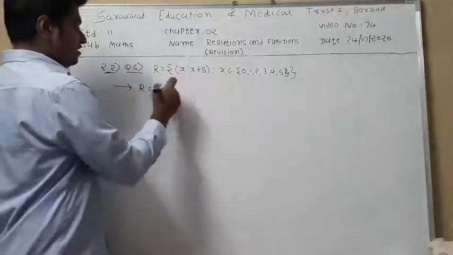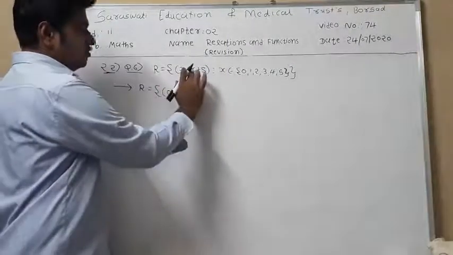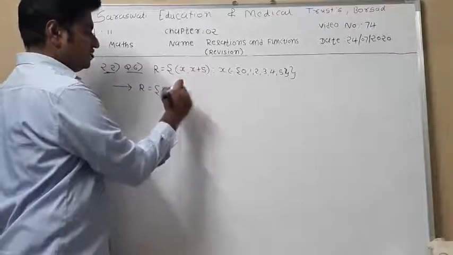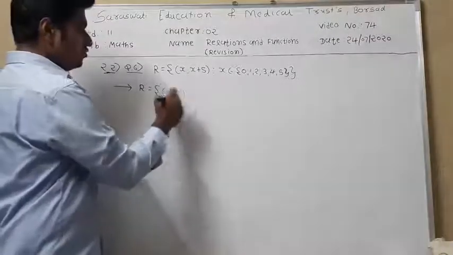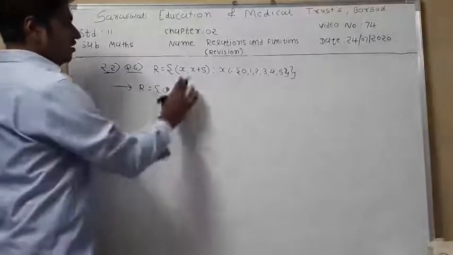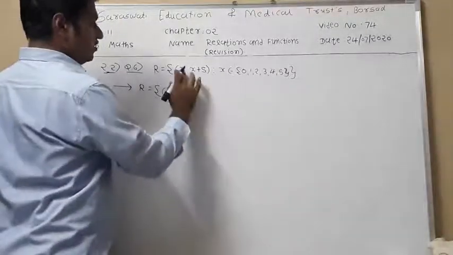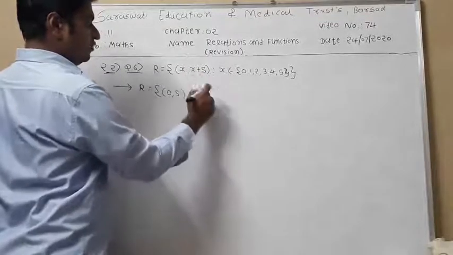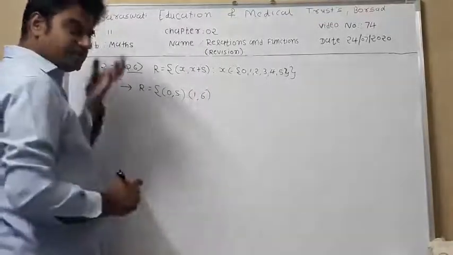So here, in place of x, write 0. Now 0 plus 5 means 5. So the first ordered pair, first element, here we get (0, 5). Now in case of the second one, 1, right? 1 plus 5 means 6.